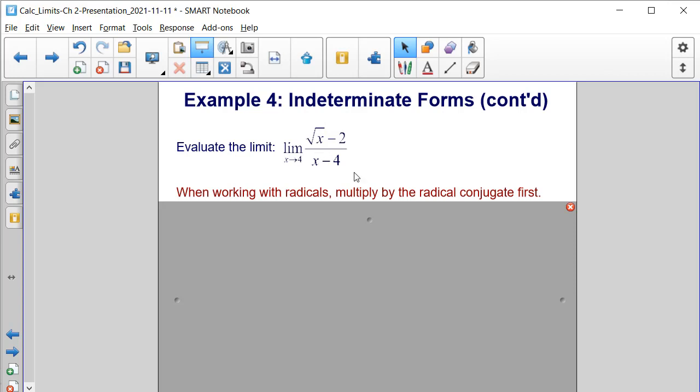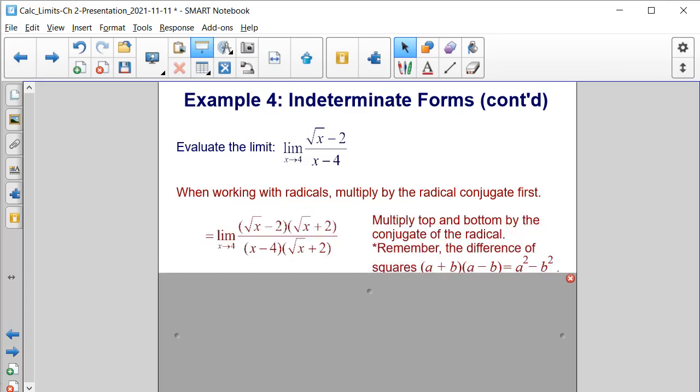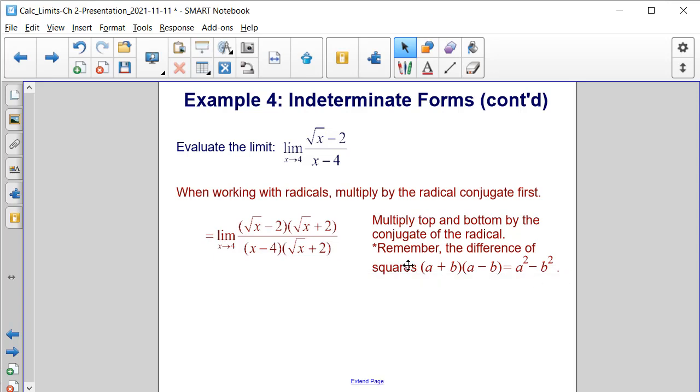So when working with radicals, we need to multiply by the radical conjugate first. So the expression that has the radical in it is the square root of x minus 2. Its conjugate is going to be the square root of x plus 2. So we're going to multiply that to both the numerator and denominator. And we're doing that because the difference of squares, remember, gets rid of the middle term that has the radicals in it. So we will just be left with x minus 4 when we simplify the top.